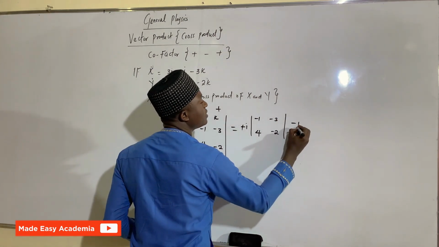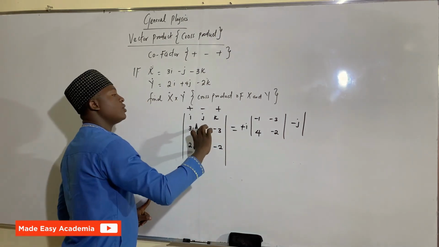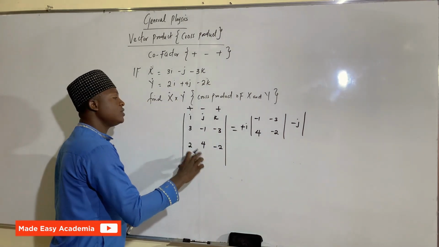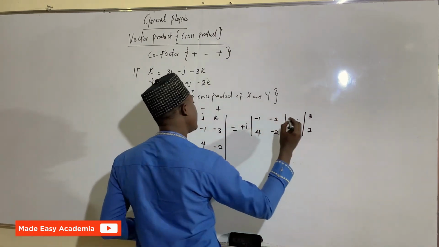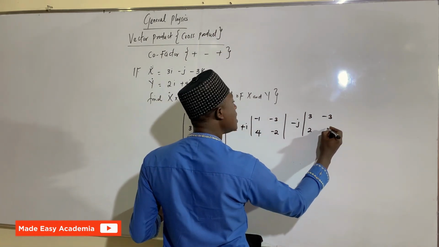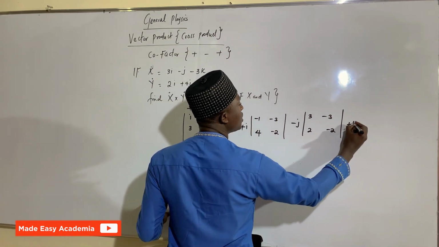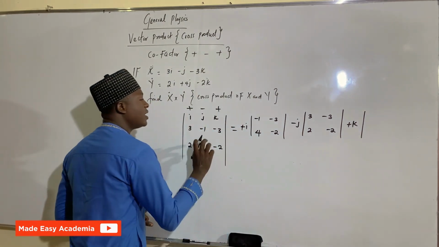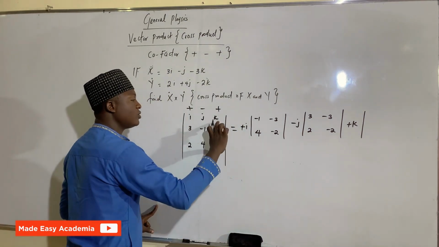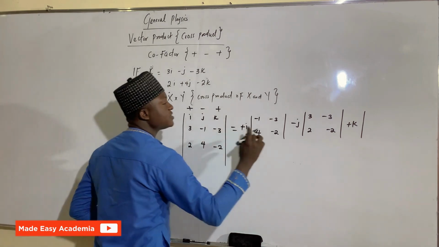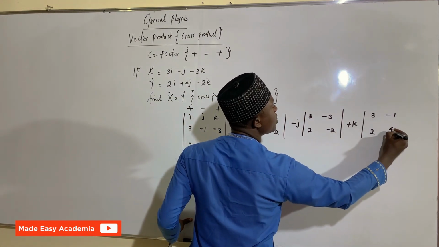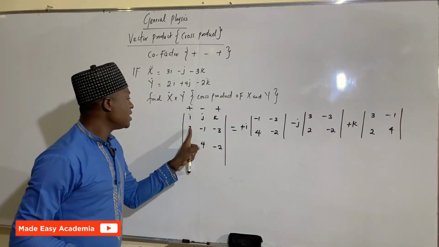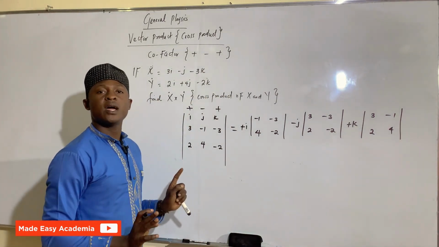Then the second one, minus J. The numbers we have under J are minus 1 and 4. I will not take that one. We take 3, 2, and at the same time minus 3 and minus 2. Then the one we have under K, which is minus 3 and minus 2, I will not take that one. I will take this and this. That's going to be 3, 2, then minus 1 and 4. You can see 3, 2, minus 1 and 4.